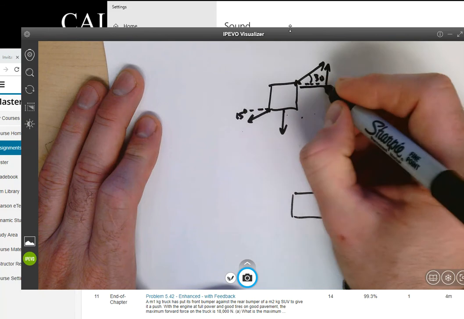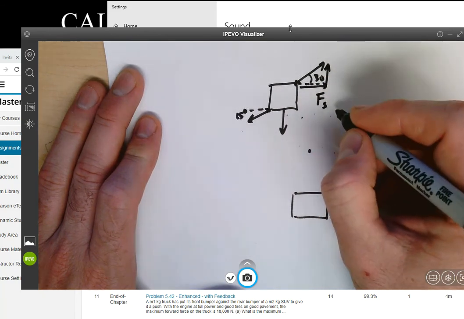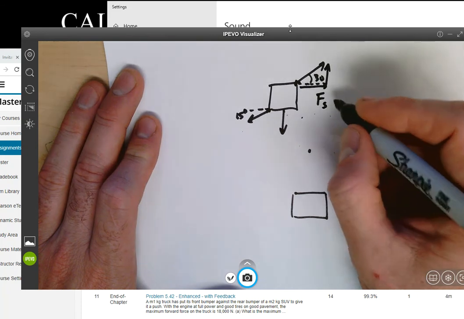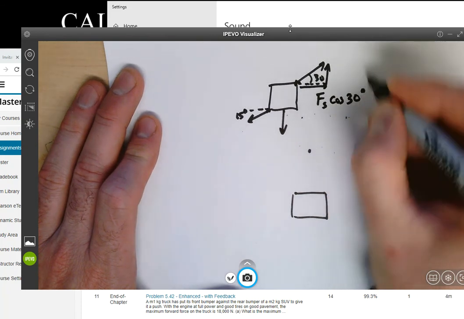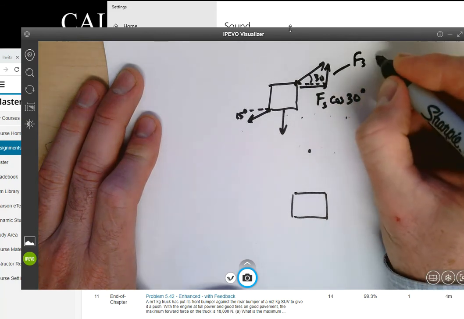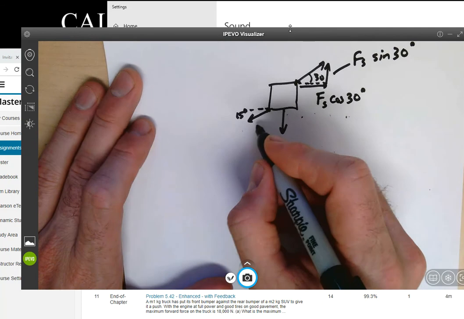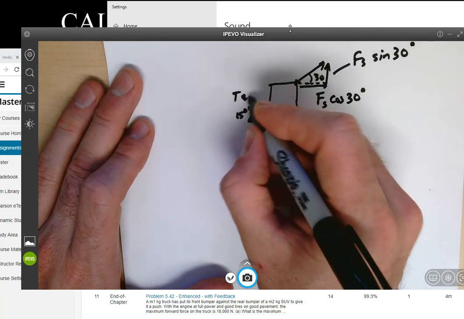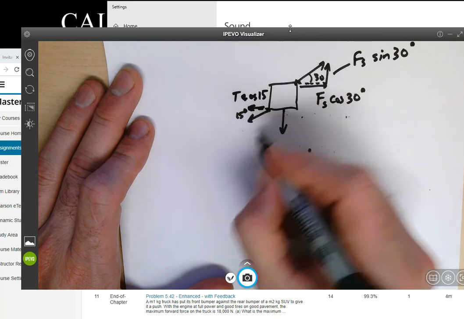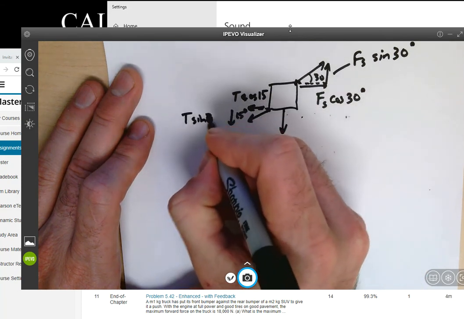My force of the sail, so we can say force of the sail times the cosine of 30 degrees, and this here is the force of the sail times the sine of 30 degrees. Similarly, the tension here can be broken up into tension times the cosine of 15 degrees, and then the down part is going to be the tension times the sine of 30 degrees.